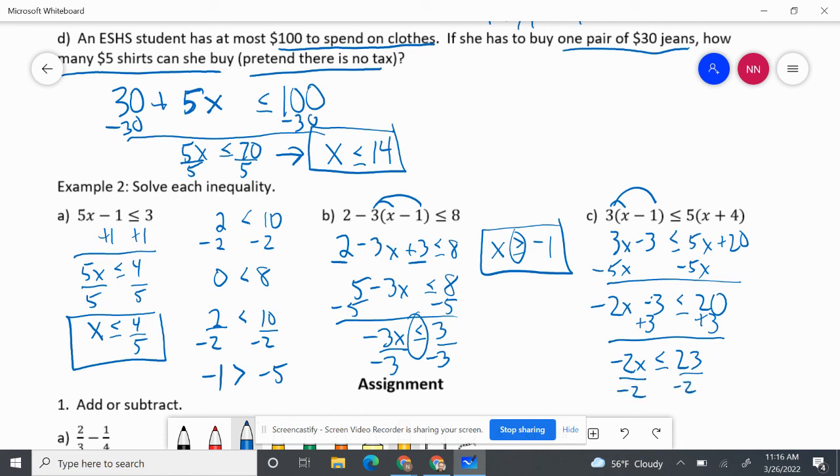Now, when I divide by negative 2, remember, once again, whenever I multiply or divide by a negative, it switches the inequality, and I have x is greater than or equal to negative 23 over 2.